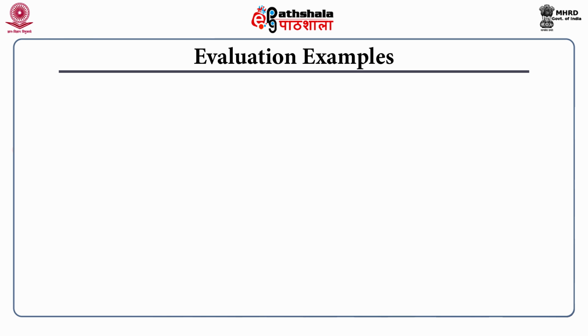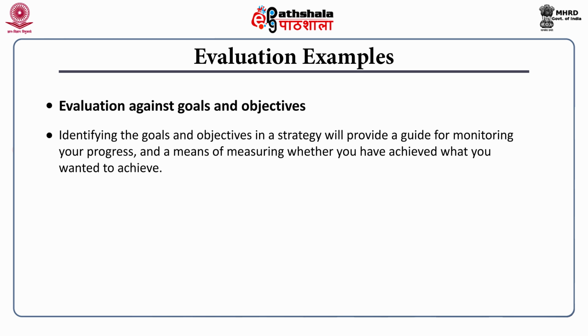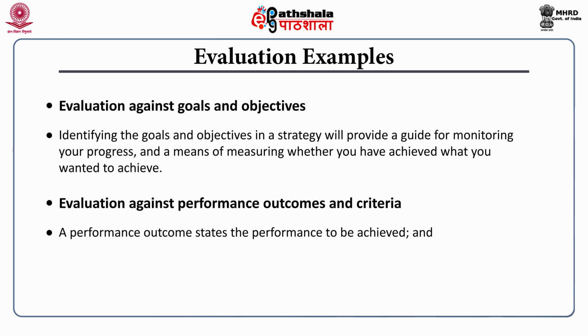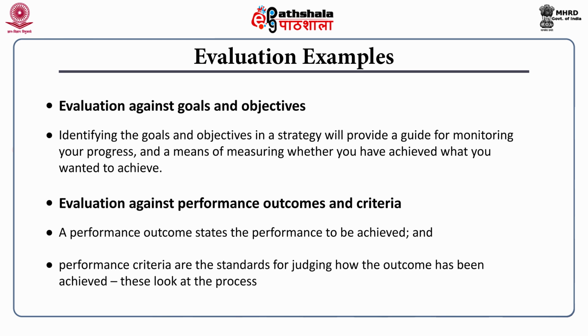Evaluation examples. Evaluation against goals and objectives. Identify the goals and objectives in a strategy and provide a guide for monitoring your progress and as a means of measuring whether you have achieved what you wanted to achieve. Evaluation against performance outcomes and criteria. A performance outcome states the performance to be achieved, and performance criteria are nothing but standards for judging how the outcome has been achieved. These focus more on the process aspect.